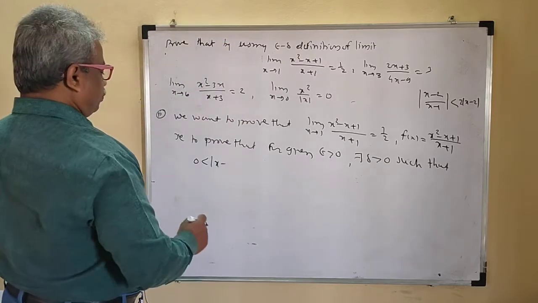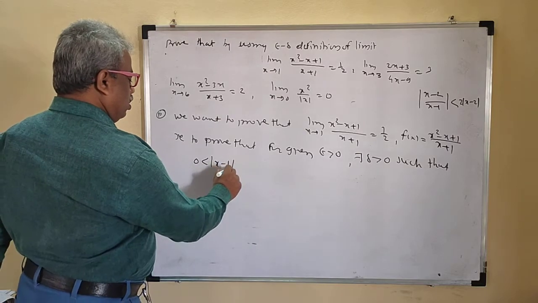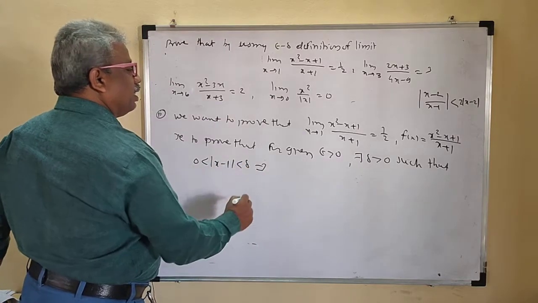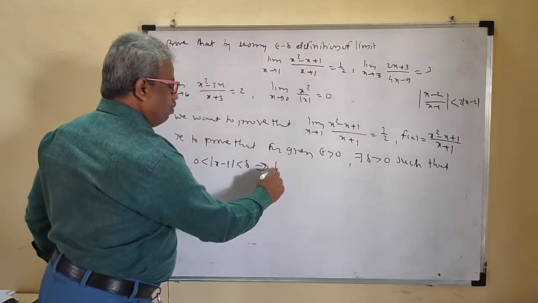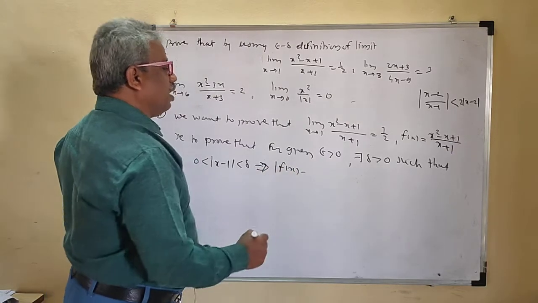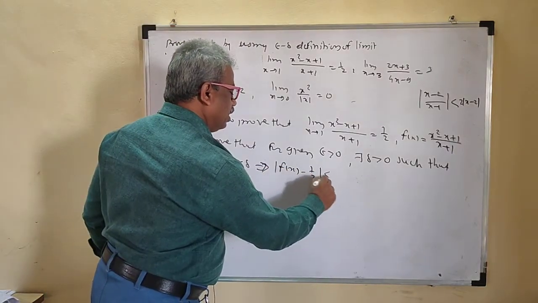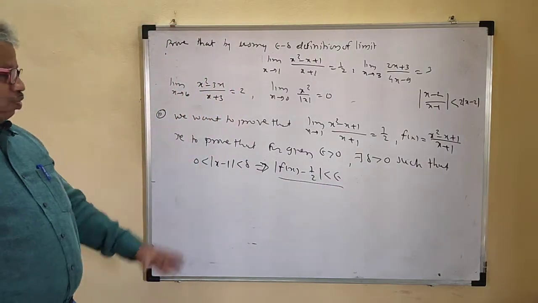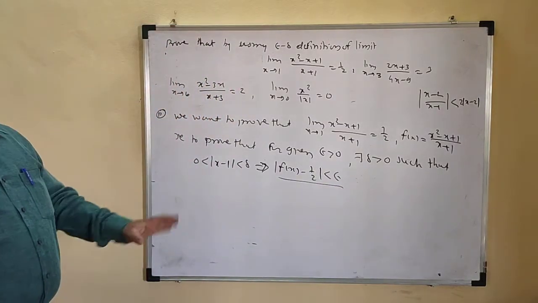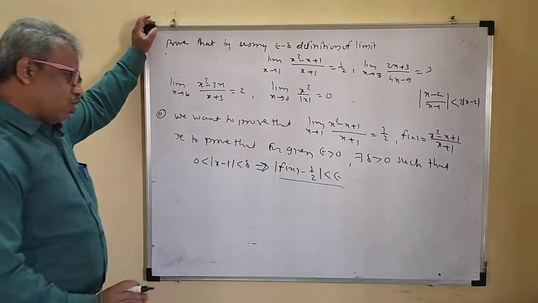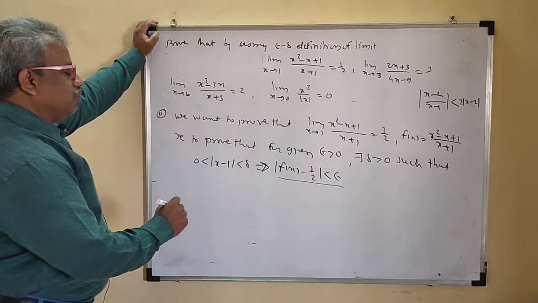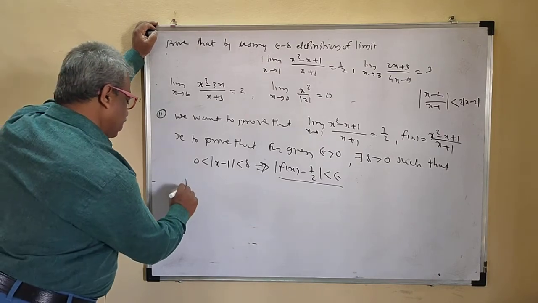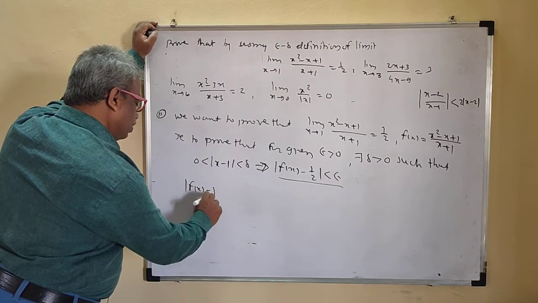Okay, |x − 1| < δ implies that |f(x) − 1/2| < ε. We will simplify this, and with the help of this we get |x − 1| less than some expression in terms of ε. That is our aim now. So now we'll take the mod of f(x) − 1/2.